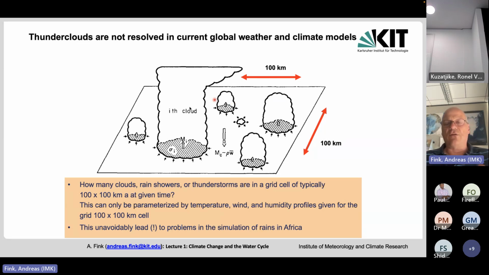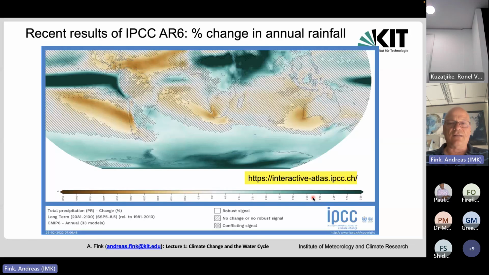And I just wanted to show you, especially for the tropics and also partly for the subtropics, they cannot resolve the thunder clouds in this square here. So how many clouds do we have? How many rain showers and thunderstorms are in it? We can only parameterize it, and we cannot explicitly simulate, I'm sorry, the rainfall systems in your area. And this unavoidably leads to problems in the simulation of rains in Africa. So what I'm saying here is models have problems.